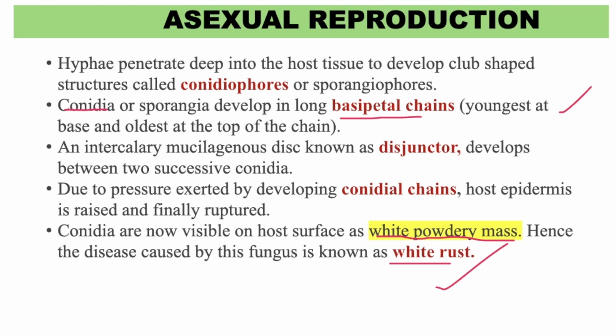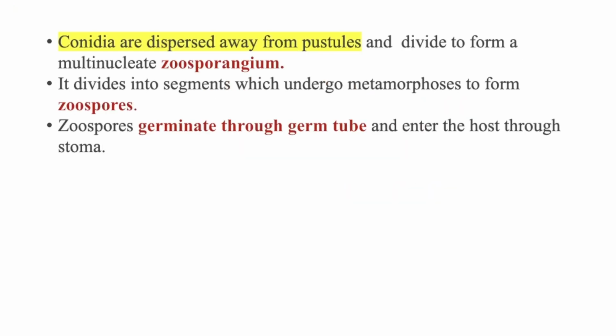These two points you have to remember. And this is the asexual cycle we are starting. Then what will be the next? It has to complete its life cycle. These pustules are ruptured. The conidia will disperse from the pustules and it will divide and form a multinucleate zoosporangium, right? And this zoosporangium again divides and forms many segments, and these segments metamorphose and form zoospores.